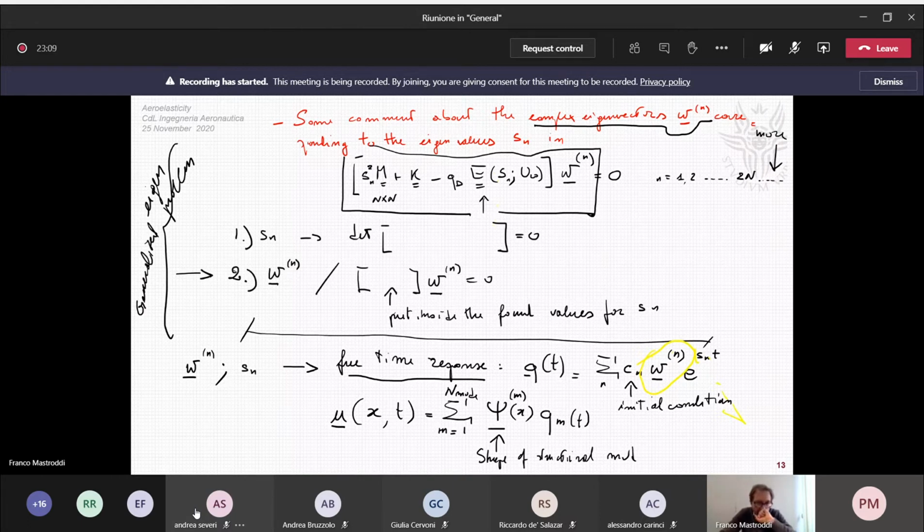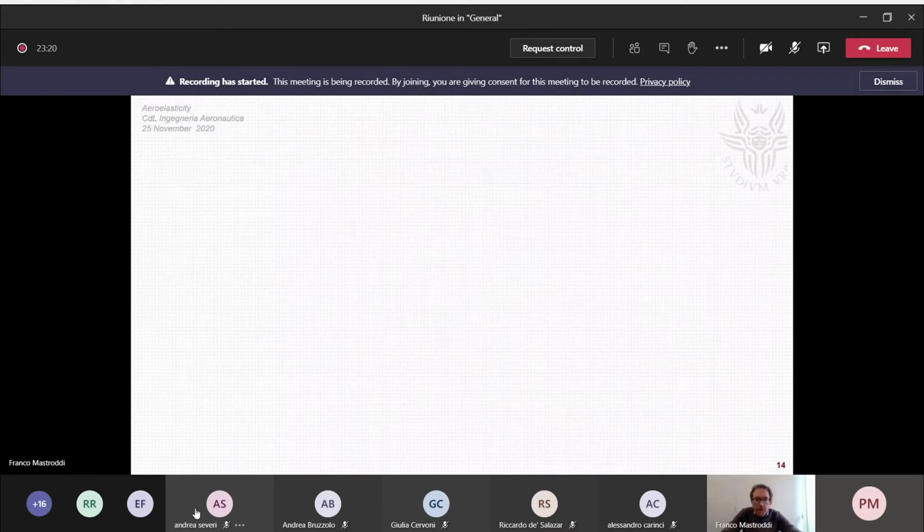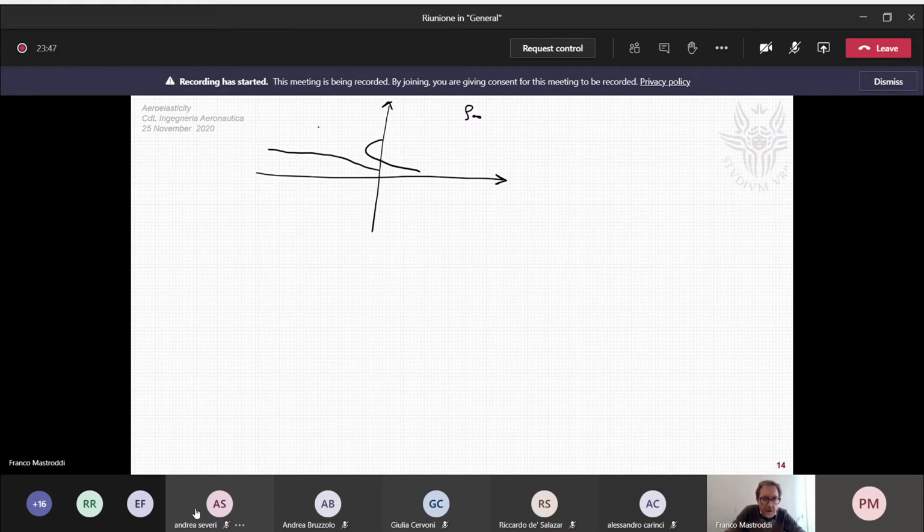Okay, and this is a preliminary point for better understanding how I can build the free response. Now, when we perform a flutter analysis, the scenario of the stability is given by a root locus. For example, we could fix the density, and we could vary U in a root locus like this, and like this, and like this.